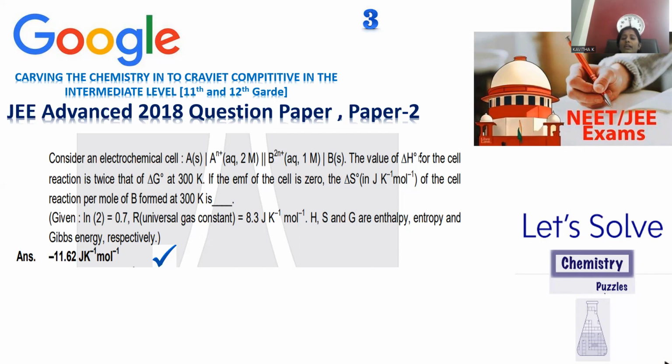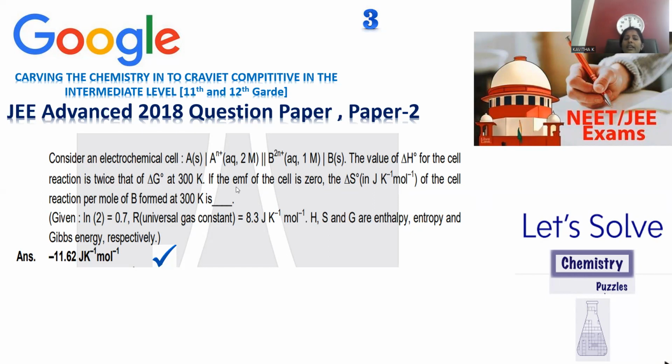The value of delta H naught is the change in the standard enthalpy. H naught denotes a standard value; under standard conditions, the value is called the standard enthalpy. The change in standard enthalpy for the cell reaction is twice the change in the standard Gibbs free energy. What they are saying is delta H is twice delta G. And the temperature is mentioned as 300 Kelvin.